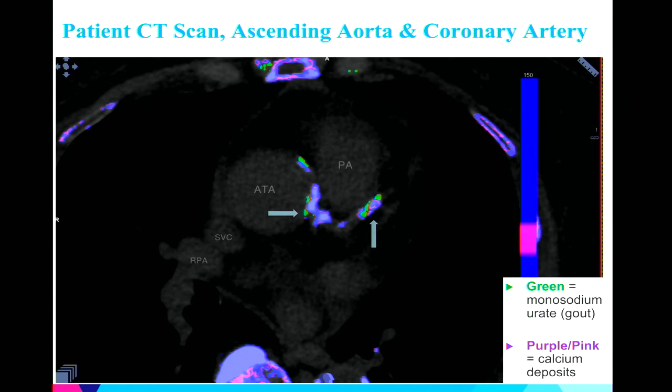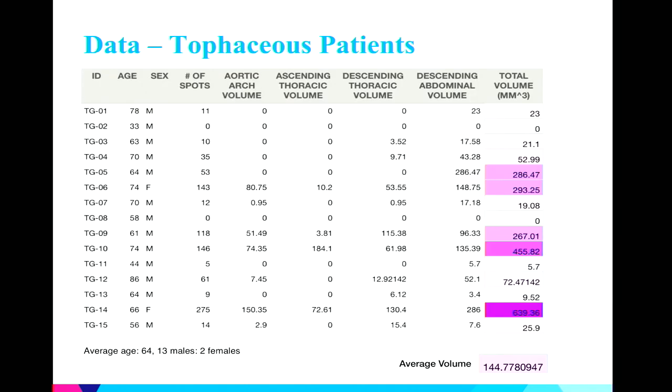The way that we quantified it was we would circle each discrete spot. So in this image, there's about 6 or 7 discrete spots. We would receive an area, and then using the slice thickness, we could calculate a volume, and then we would add that up for all the patients. And then we segregated it based off of section of the aorta. So you can see up here, it's different sections of the aorta.